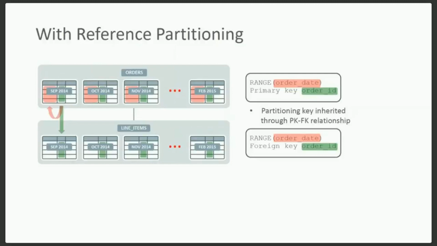So even though I don't have the order date column in my child, the child table is partitioned exactly the same as the parent. And that will help a lot in those cases because typically I'll query the orders and the line items table together. So I want to ensure that data is organized efficiently in my child table as well, based on how the data is organized for the parent table.